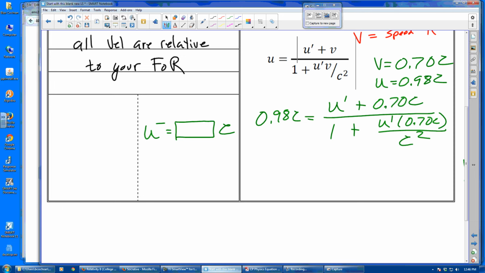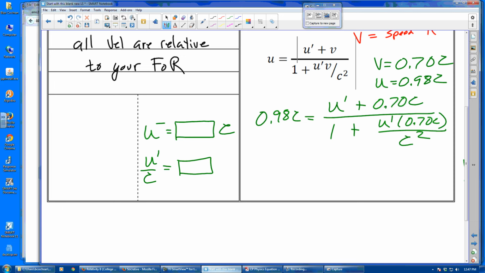So if I want to find the number that goes in this box that's going to be less than 1, what I really want to solve for is U prime over C. That will give me the number in the box.